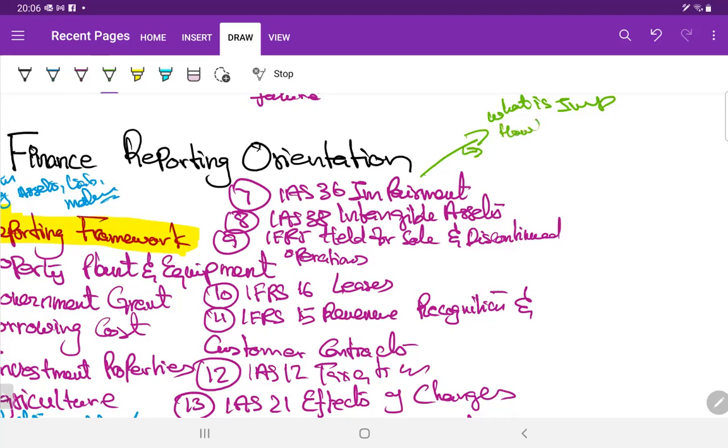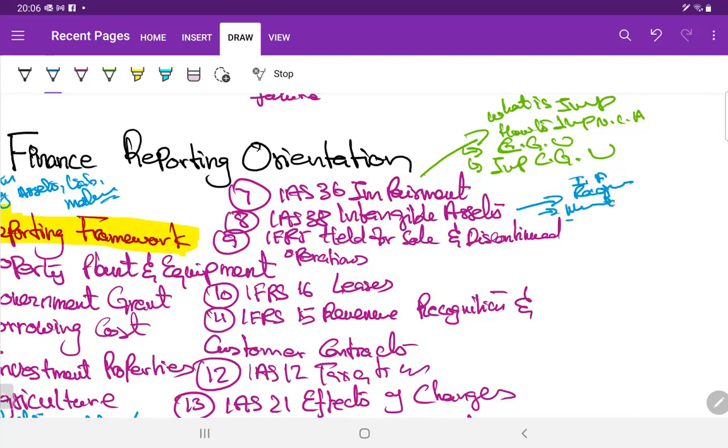how to impair a non-current asset, what is a cash generating unit, how to impair a cash generating unit. Then we will learn IAS 38 Intangible Assets. Again, what are intangible assets? The recognition criteria, the measurement criteria, the research and development criteria.